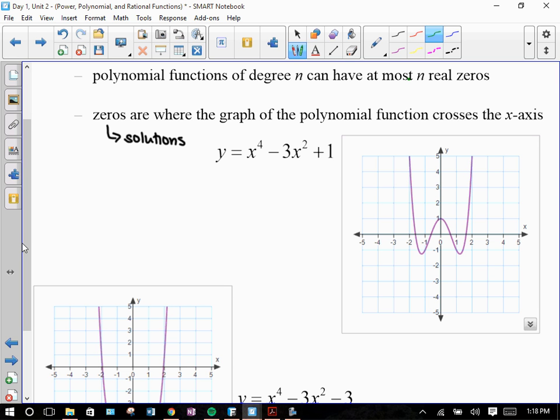Now, what do we mean by real? Real means that it could be a decimal, it could be a fraction, it could be a square root of 2 type of thing, an irrational number. It just can't be the square root of a negative number, which ends up giving us non-real numbers. So zeros can be any number we want. There's no restriction on it. It all depends on what the function is. But what is important to know is that this function has no more than 4 real zeros. Now, that being said, I want to show you another example.